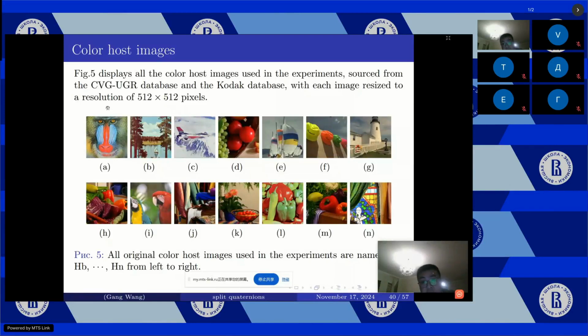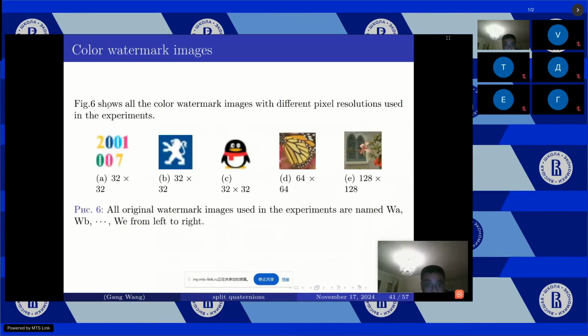First, let's discuss the experimental setup. Figure 5 shows all the color host images used in the experiments, which were sourced from the CVG-UGR and Kodak databases, with each image resized to a resolution of 512 by 512 pixels. Figure 6 shows all the color watermark images with different pixel resolutions used in the experiments.